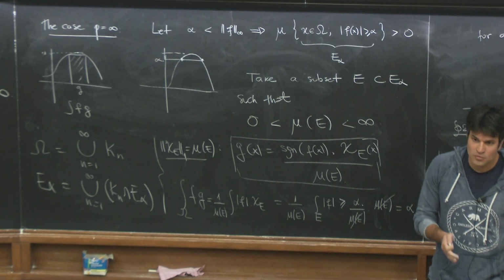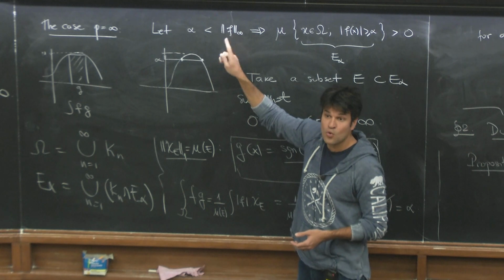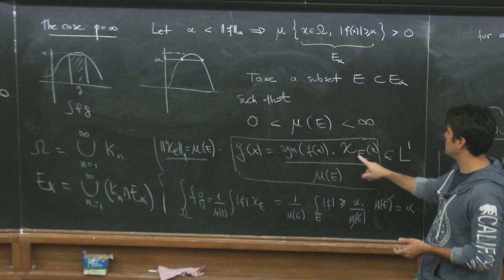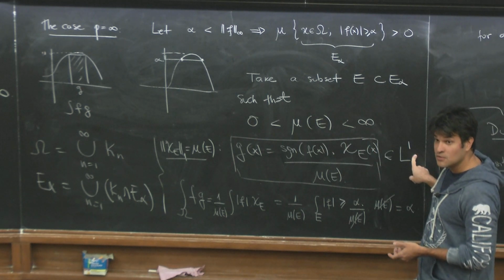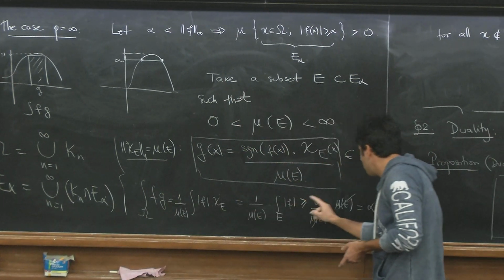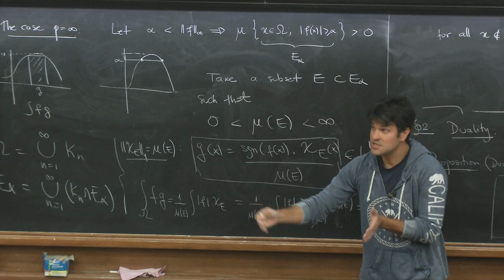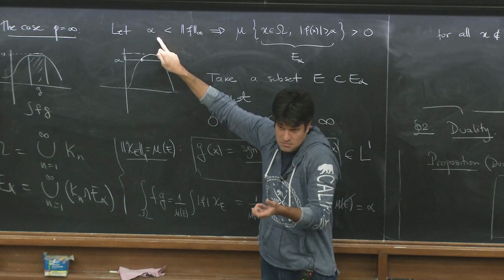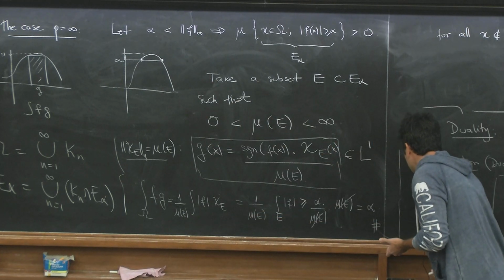And this is enough to conclude, because for any alpha less than the infinity norm, we constructed a g in L1. It's important that the set has finite measure for the characteristic function to be in L1. We constructed a function g in L1 such that the integral of f times g was bigger or equal than alpha. Therefore, the supremum over all such g's has to be the L infinity norm, since this alpha was arbitrarily close. Okay, so this concludes the proof.